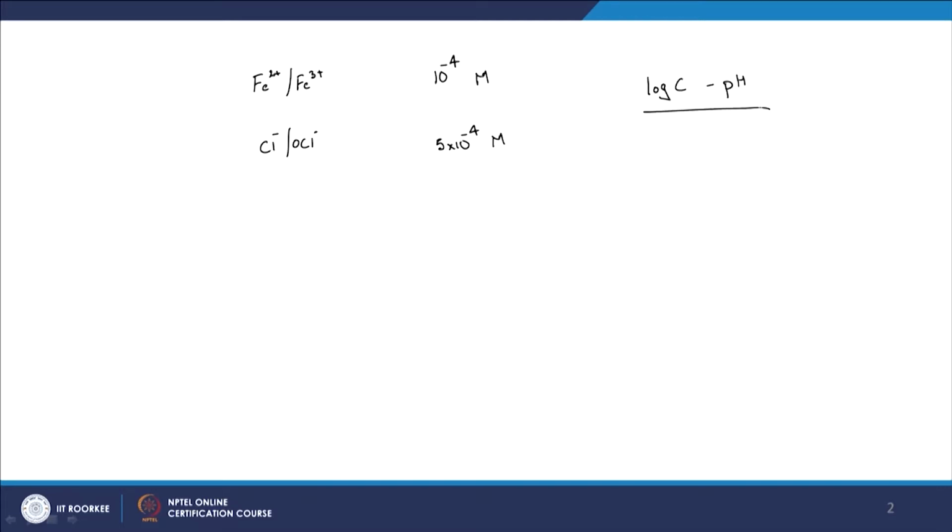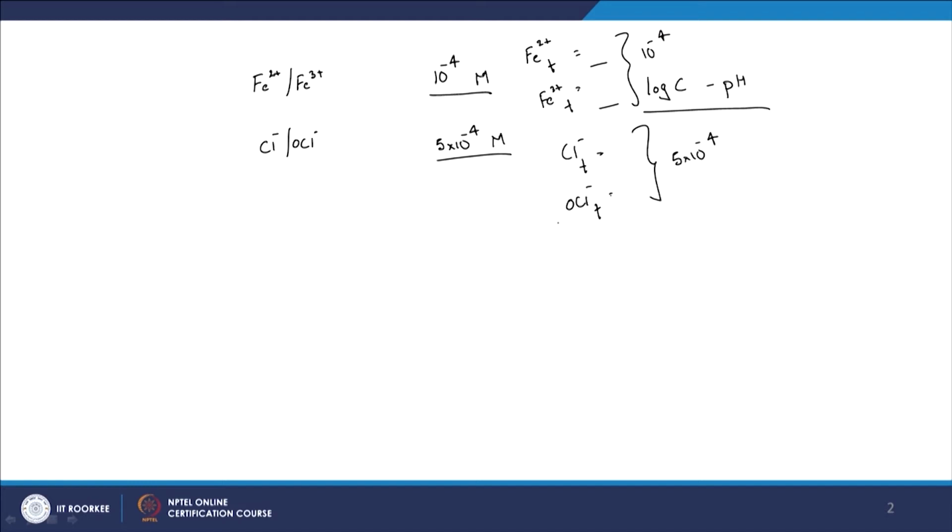So obviously VMinTech will help cut down on the time, and here as you see, we are going to look at total concentrations. I can independently plug in the values for Fe2+ total and Fe3+ total, and Cl- total and OCl- total, such that the sum of the first two is 10^-4 and the sum of the other two is 5 x 10^-4. But here, because we are looking at couples, it is not a log C pH diagram, pardon me, we are going to look at log C pe diagrams.